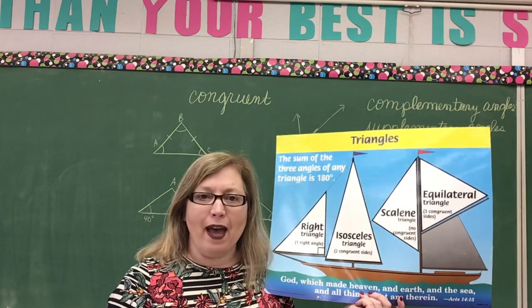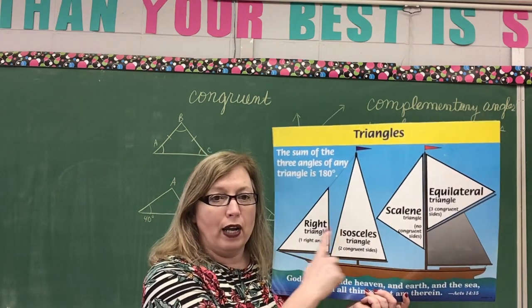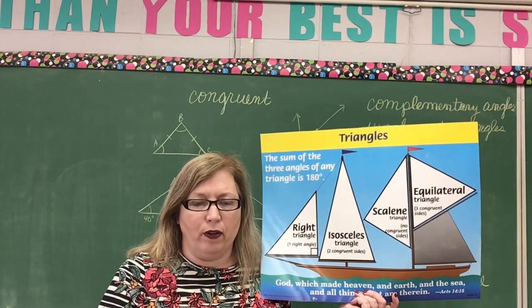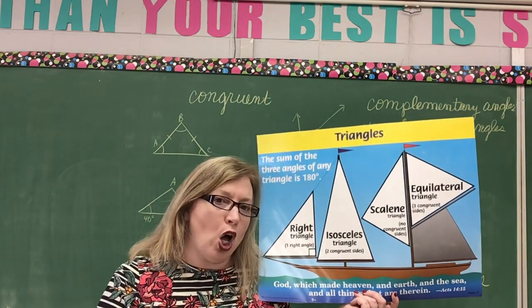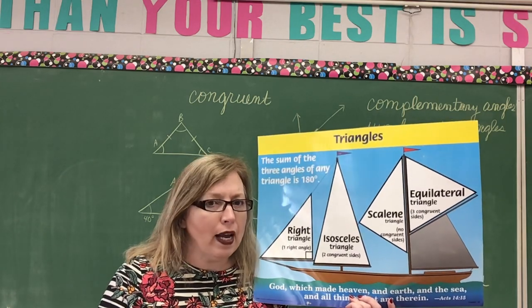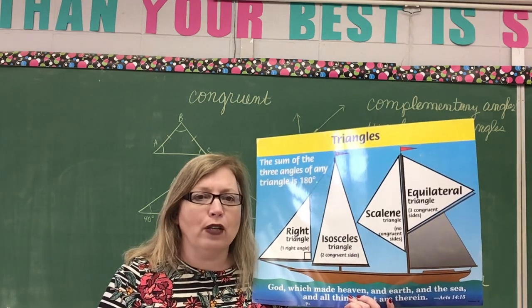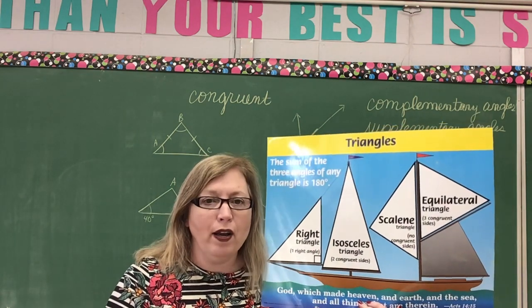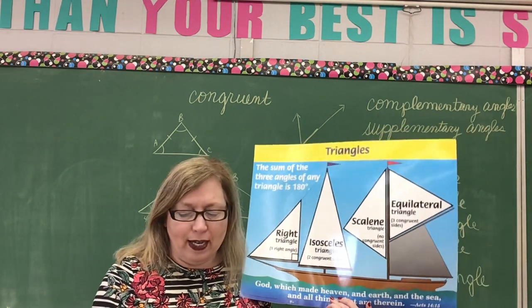It does not matter if I am measuring a right triangle, an isosceles triangle, a scalene triangle, or an equilateral triangle. It does not matter how tall that triangle is or how small that triangle is. All triangles, when I add the three angles together, will equal what? It will equal 180 degrees.